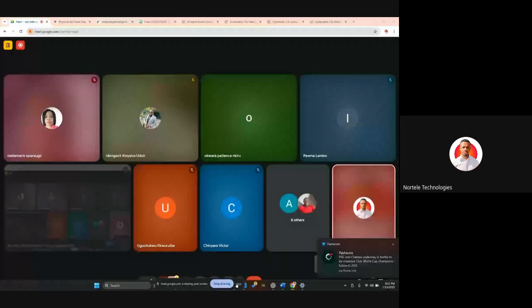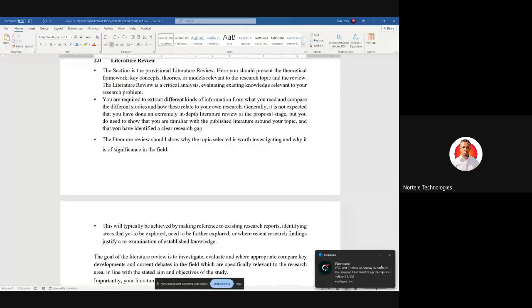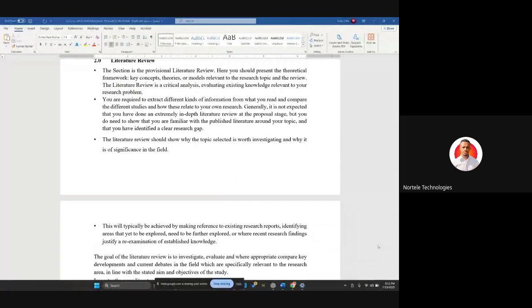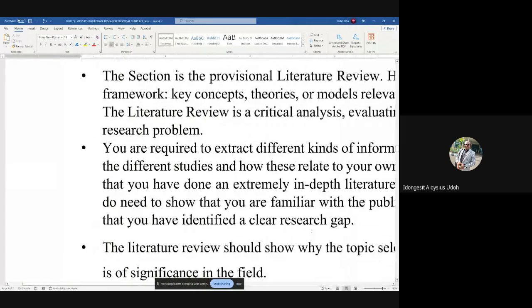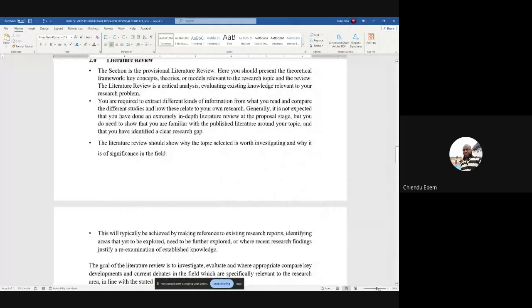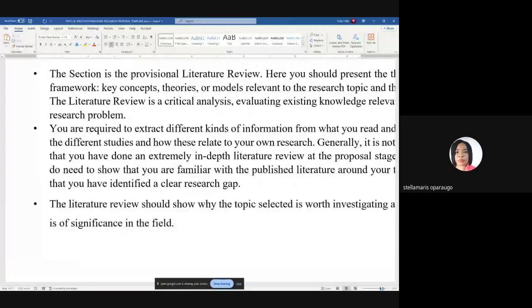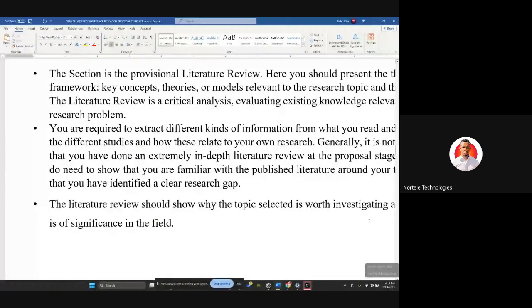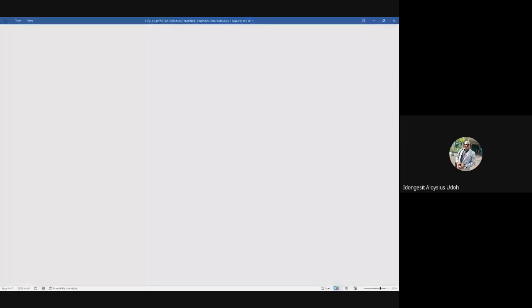This is my screen right now. So please, if you cannot see my screen, please let me know. Can we all see my screen? Yes. Can you expand it? I can't see your screen. I'm expanding it right now. All right, can you see it now? Yes, I can see it.